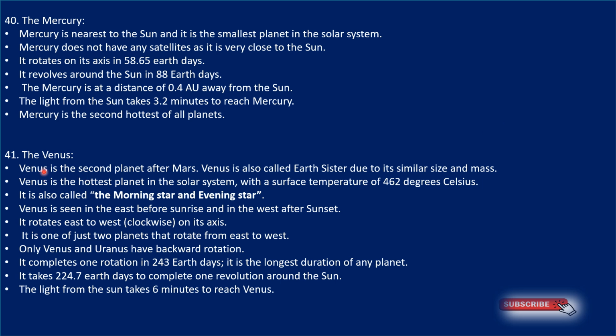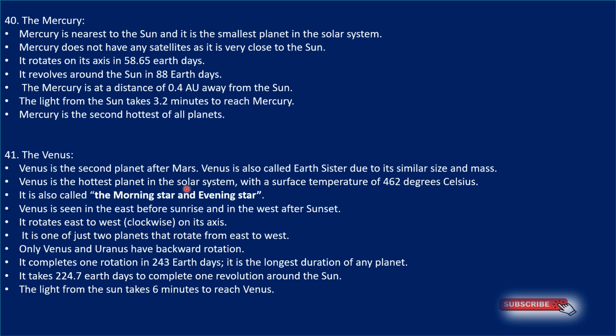Now, next one, Venus. Venus is the second planet after Mars. Venus is also called Earth's sister due to its similar size and mass. Venus, Earth and Mars are similar in size and mass.